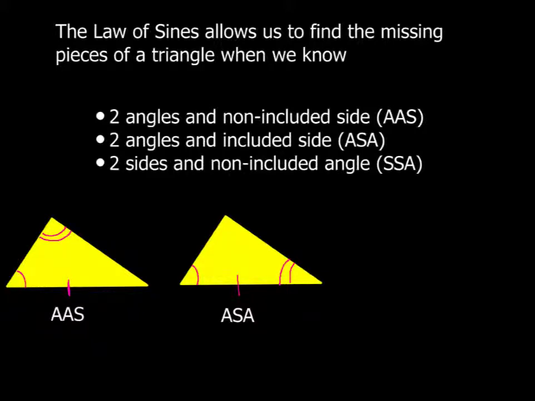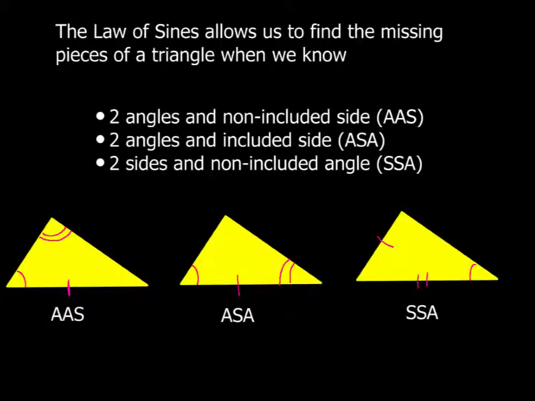Now, the very last case that the law of sines allows us to find missing pieces, we might have this situation. Two sides and a non-included angle. And this is a very, very special case. Now it might look like this. You have two sides, and the angle that's not in between those two sides. The vertex of that angle is not joined by the two side lengths.